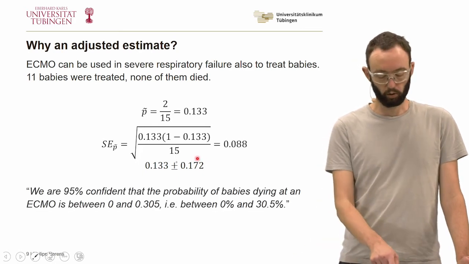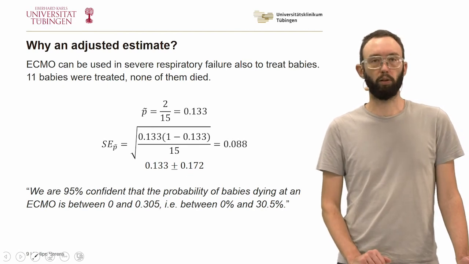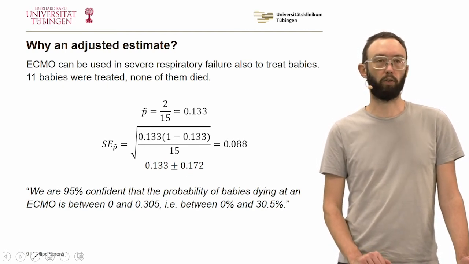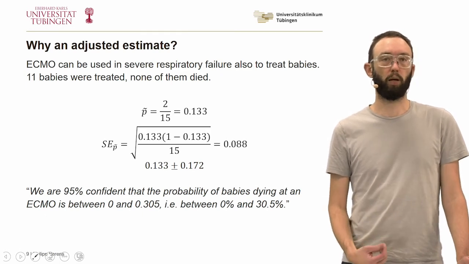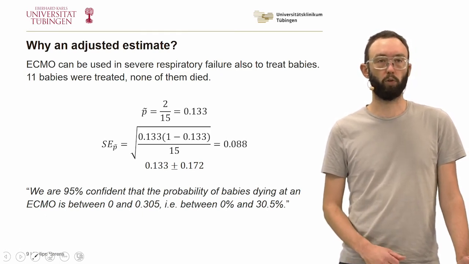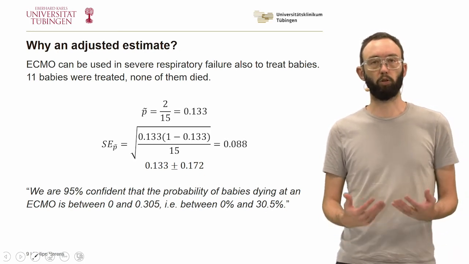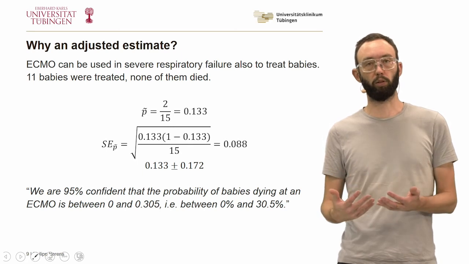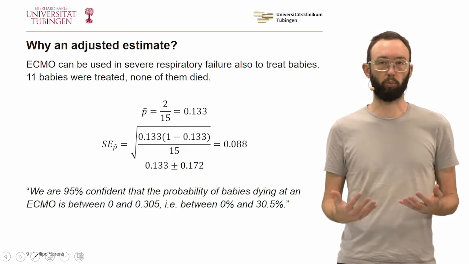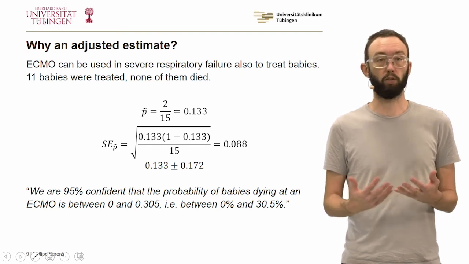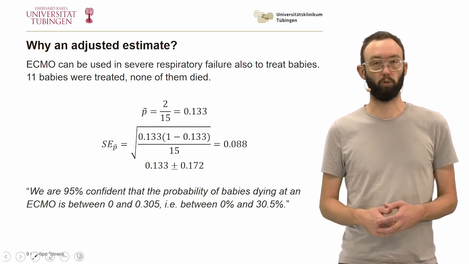And because this goes negative, we just simply clip it at 0, and we can specify we are 95% confident that the probability of babies dying at an ECMO is between 0 and 30%. And this is a statement that makes much more sense than saying, just by observing 10 babies, I will conclude that babies are safe when they're treated with ECMO. Because, in fact, they are really severely sick when they're treated with ECMO.